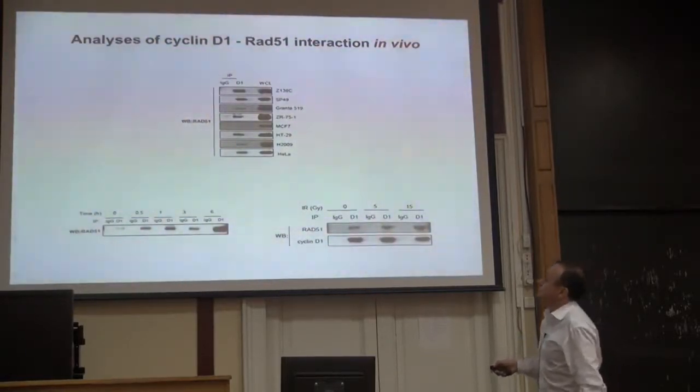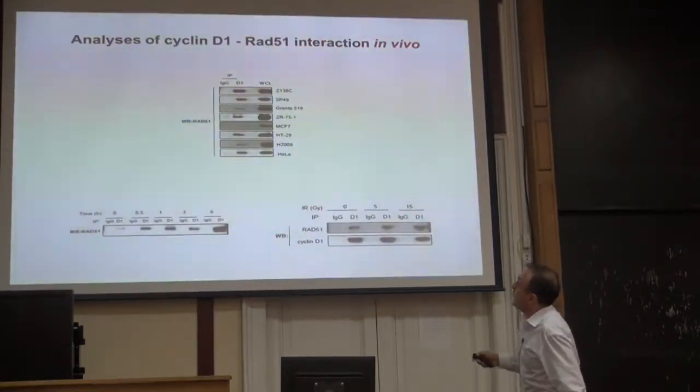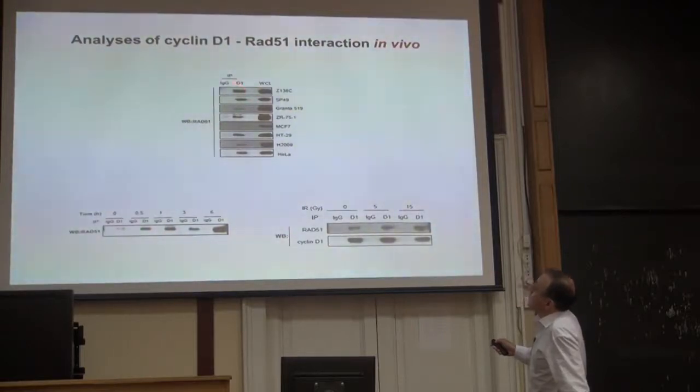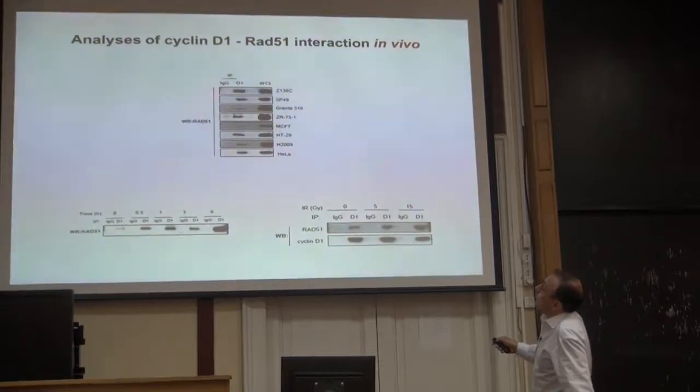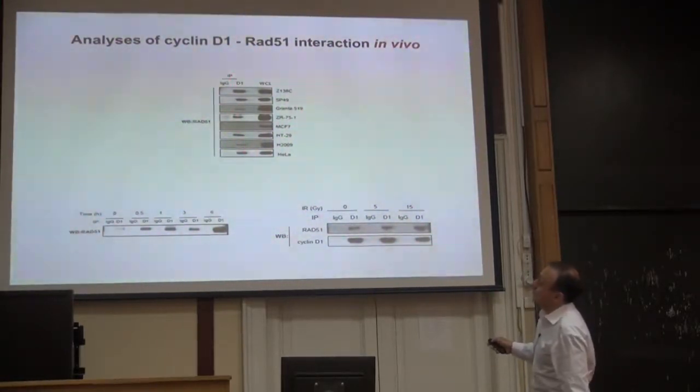So first of all, we wanted to see, does cyclin D1 really bind RAD51, not through mass spec, but through immunoprecipitation Western blotting. So here we immunoprecipitate cyclin D1 and Western blot for RAD51, not only in the cell lines that we use for our mass spec, but in 1, 2, 3, 4, 5, 6, 7, and 9 different cells, and in each of them we see the interaction.